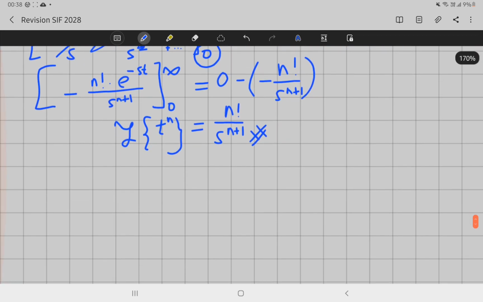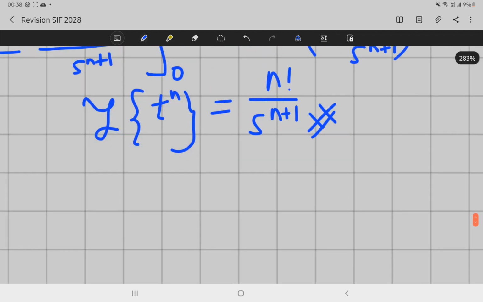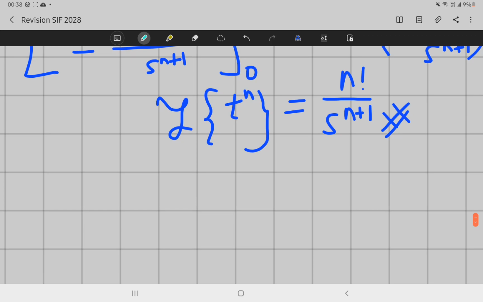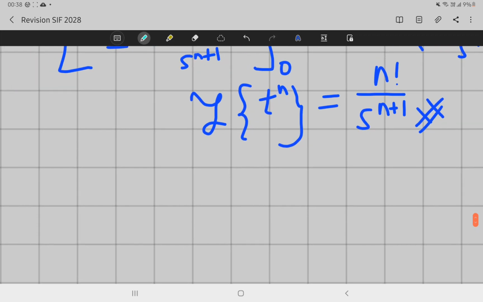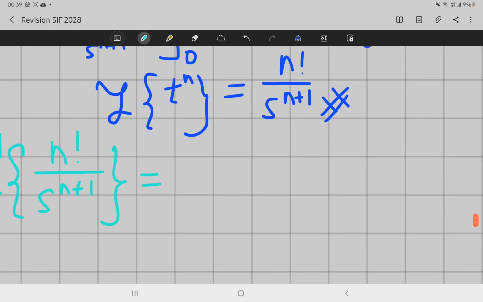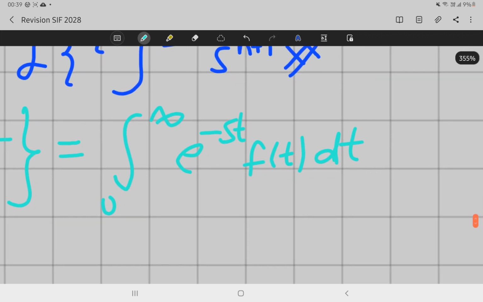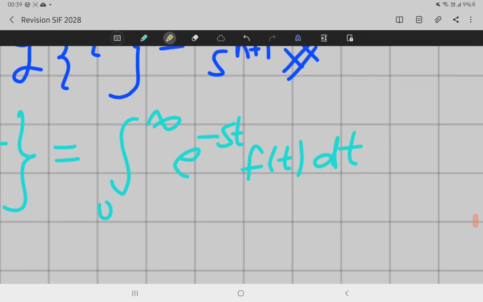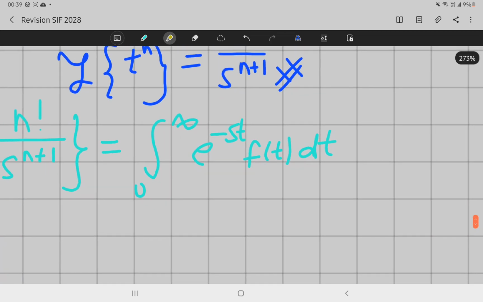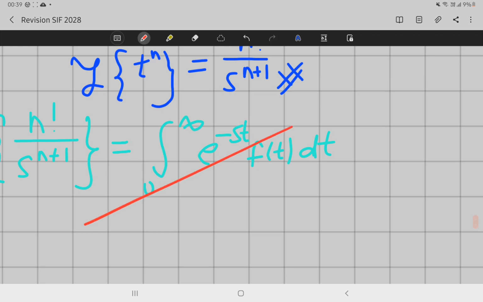Hence, if the question asks us to find the inverse Laplace transform of n factorial over s to the power of n plus 1, we cannot use the formula integration from 0 to infinity of e to the power of minus st f of t dt. Why? Because that's not the way it is, so we cannot use it like that.